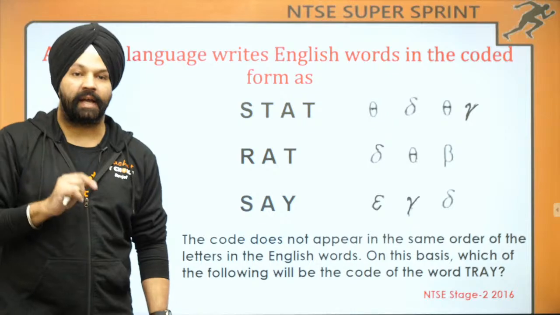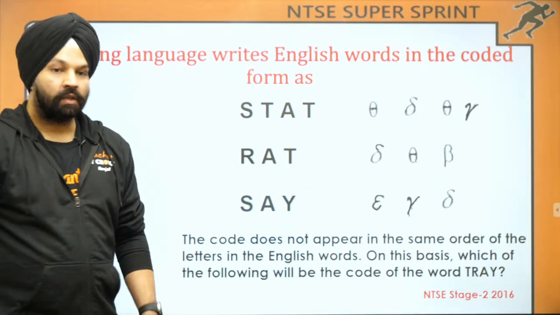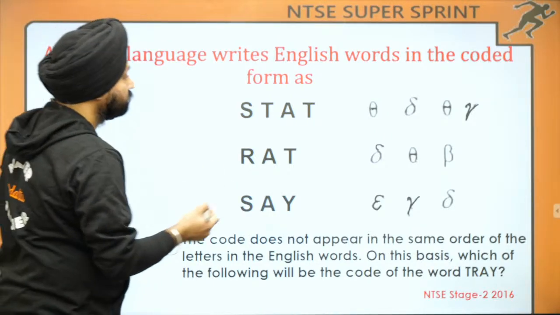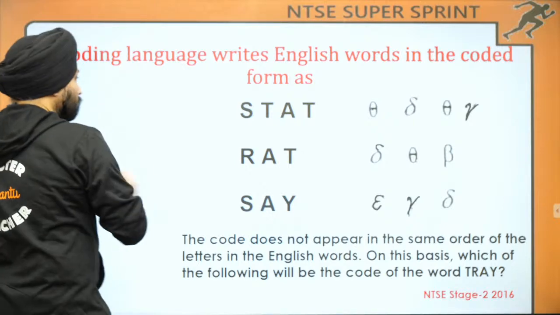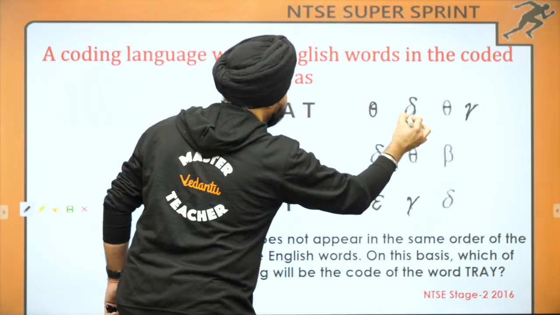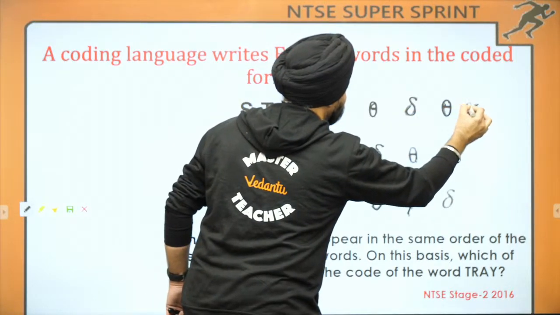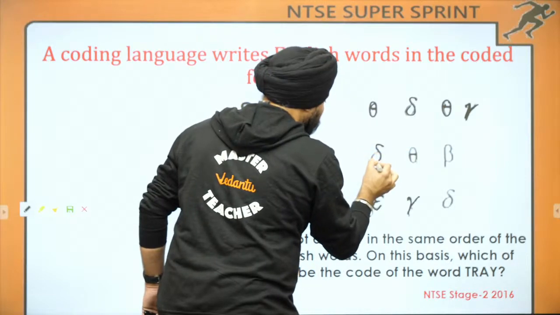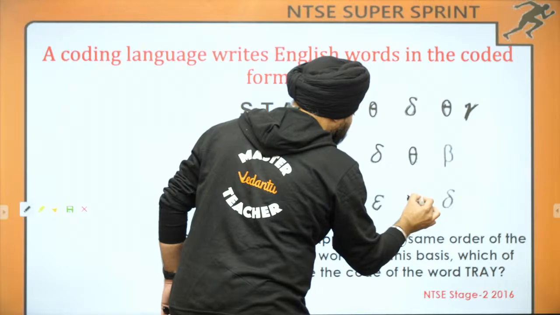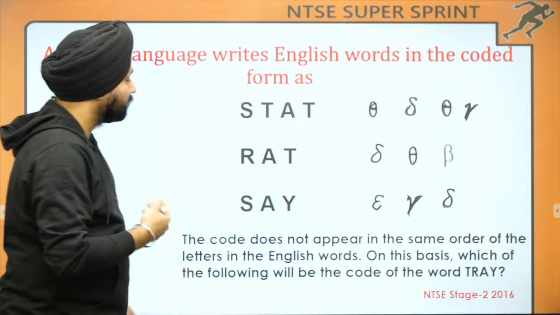He says in a coding language English words are written in coded form as follows. You have been given stat, rat and say. Let me make these a little dark. This is theta, delta, theta, gamma. Question has been picked from the question paper, that's why the image is a bit blurred, right? But now I hope everything is clear.